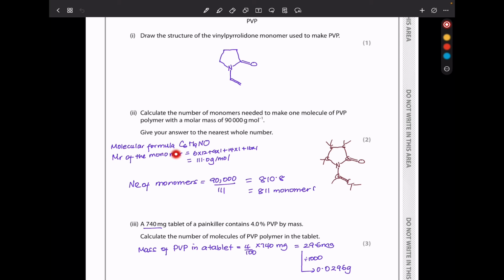So the molecular mass of the monomer is going to be carbons, which are 6 times 12, plus 1 times 9, plus 14 times 1, plus 16 times 1, giving us 111 grams per mole. So since this is the molar mass of the monomer, the number of monomers is going to be the molar mass of the polymer divided by the molar mass of the monomer, giving us 811 monomers.